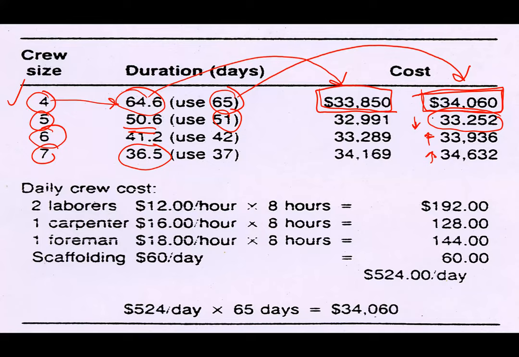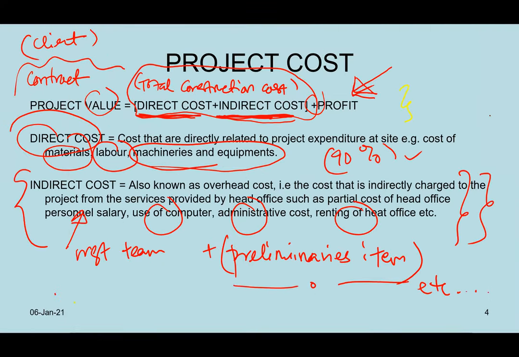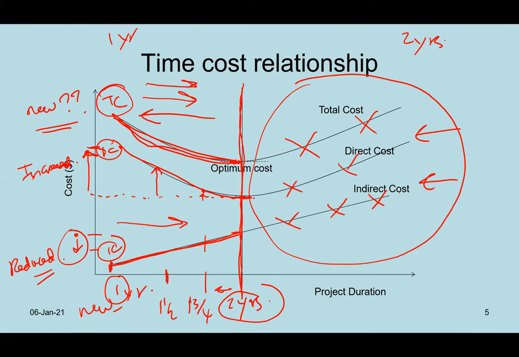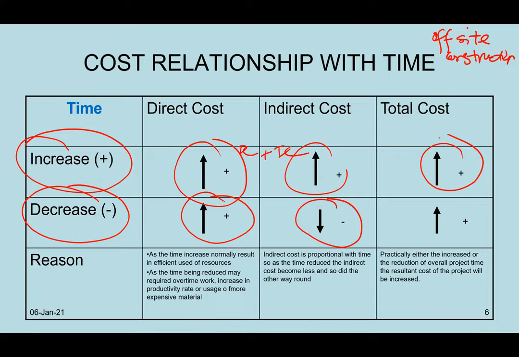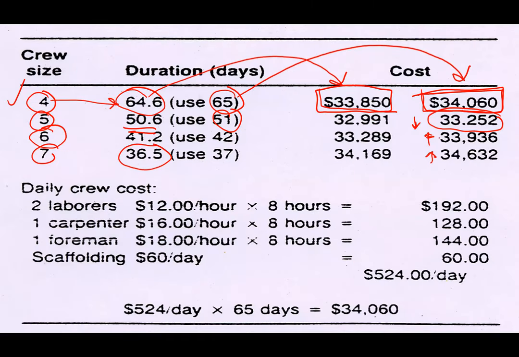So what happened to crew number 5, where we see the reduction in cost? Now, let's go back to our first graph here. You notice, on the right-hand side graph, I already mentioned to you, this is the long duration of the project. But if you reduce the project duration, there is a possibility that the cost will be reduced. This is exactly what happened in this example. You see? Some reduction.